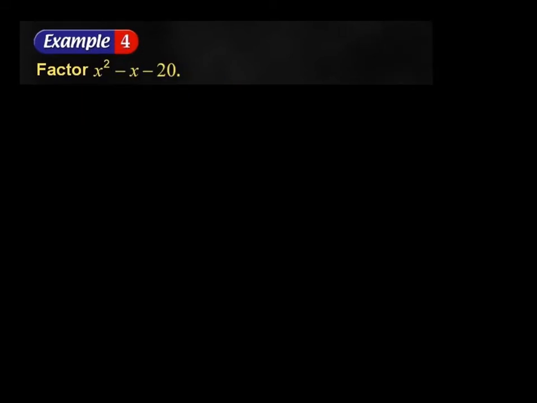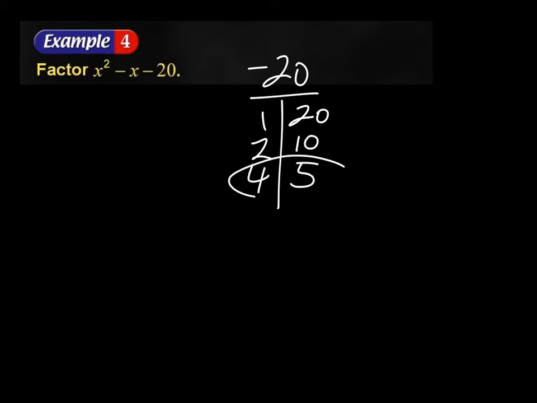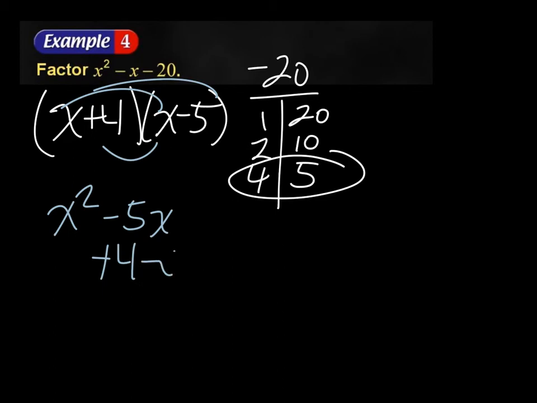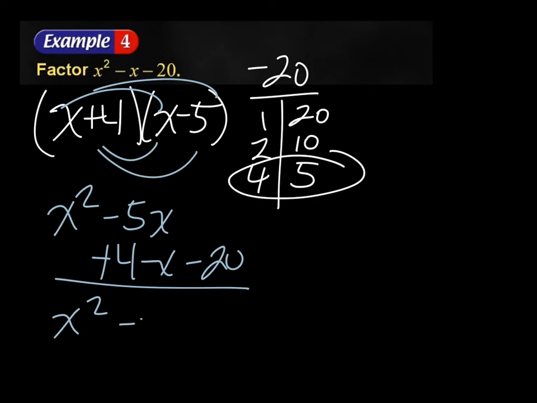Okay, once again, I'm looking for factors of negative 20, so I need one positive, one negative, and I want a sum of negative 1. You probably know it already, but I'm writing out my factors just in case. 3 won't work, 4, and 5. Aha, those two are 1 apart. This time I want my bigger number to be negative, so I'm going to do x plus 4, x minus 5, because when I FOIL it out, x squared minus 5x plus 4x minus 20, combine my like terms, and I got what I started with.